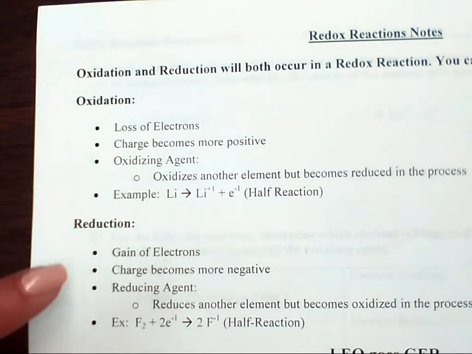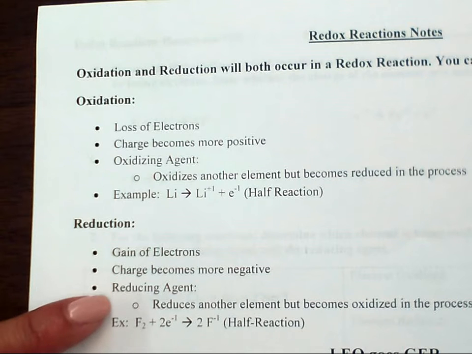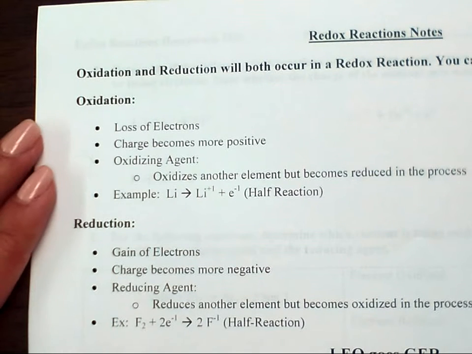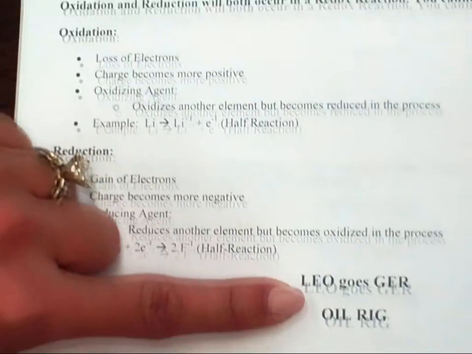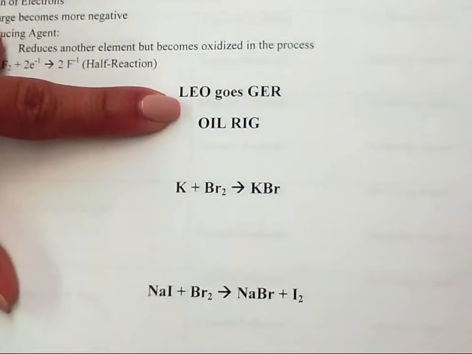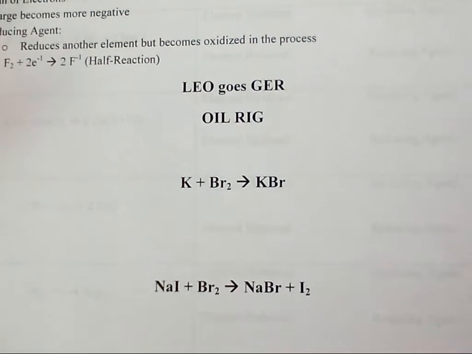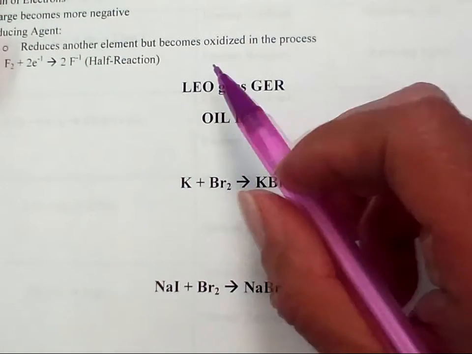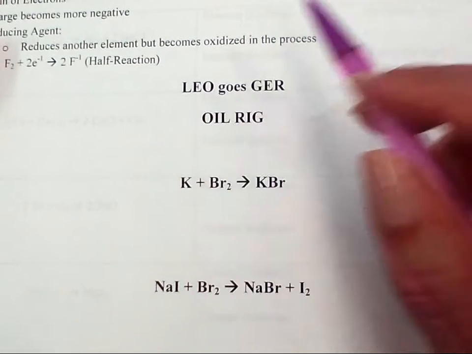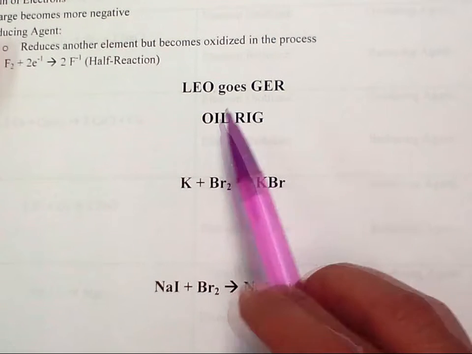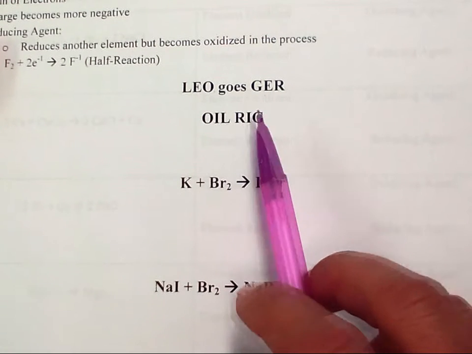Look at the definition of reduction: the gain of electrons, the charge becomes more negative, and you can have the reducing agent, which is what allows this to happen. It reduces another element but becomes oxidized in the process. And in chemistry, we have this little acronym which makes our lives a lot easier. You can either choose to remember LEO goes GER or OIL RIG, and what they mean is loss equals oxidation, gain equals reduction. Or oxidation is loss, reduction is gain.